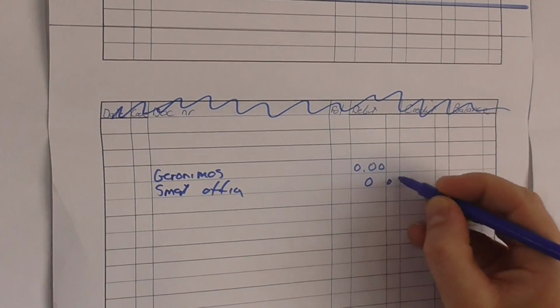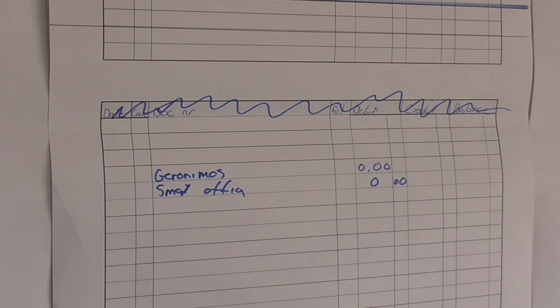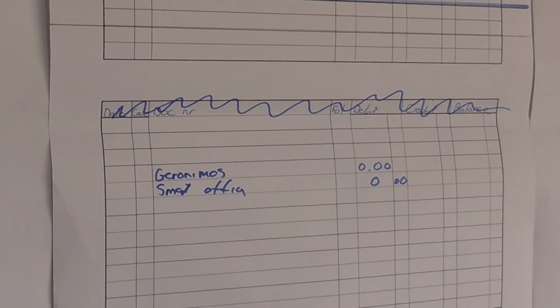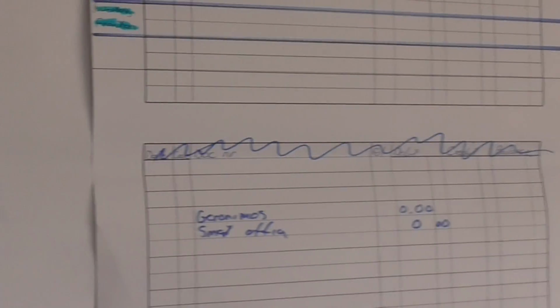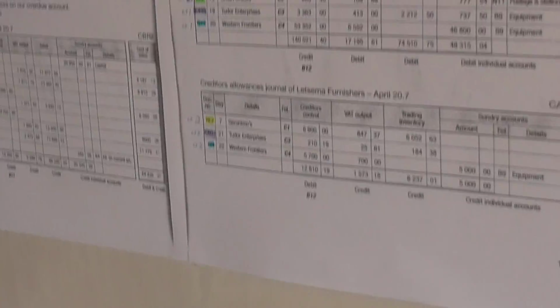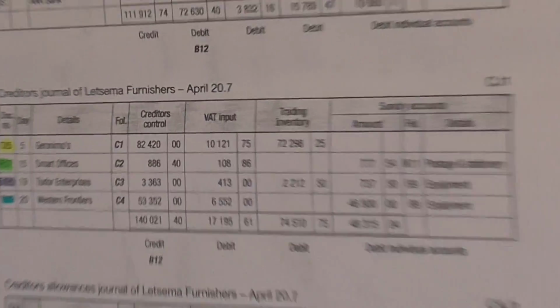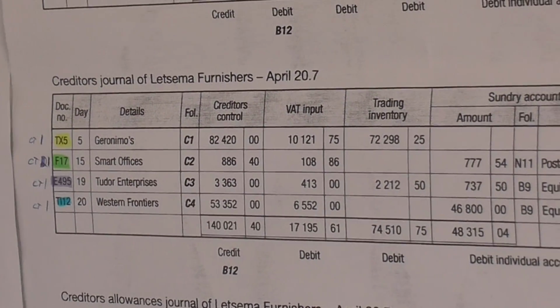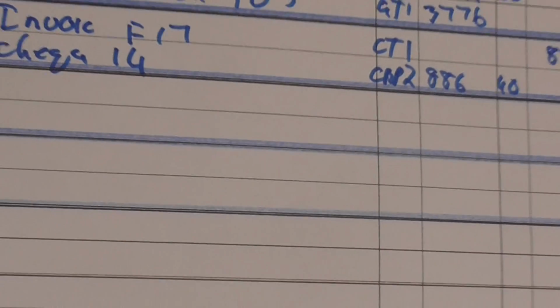And it's 0.00. So we don't owe them anything. Great stuff. So let's go see who is next. Where are we? There we are. Let's go see. Aha, Tudor Enterprises. Oh, great. All right, let's go do that.